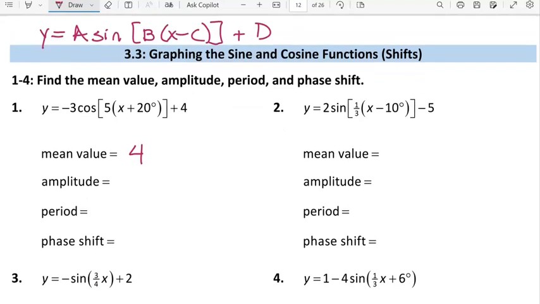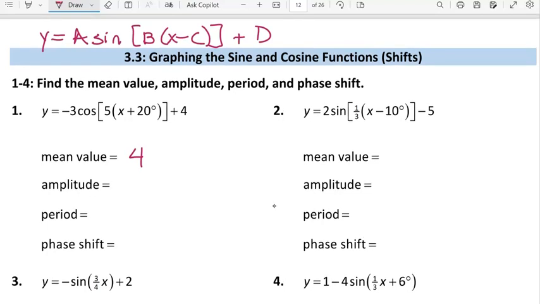And the amplitude is the absolute value of a. So here's our a value. Its absolute value is 3 because amplitude is always a positive number. Period is 360 divided by the b value. So 360 divided by 5 is 72 degrees.